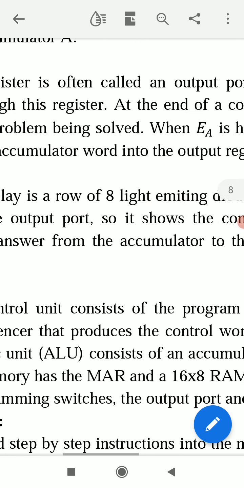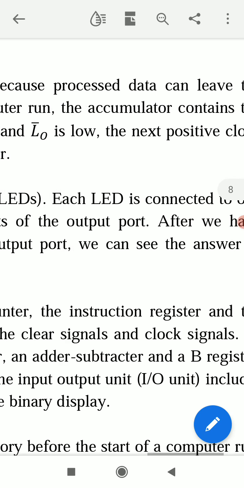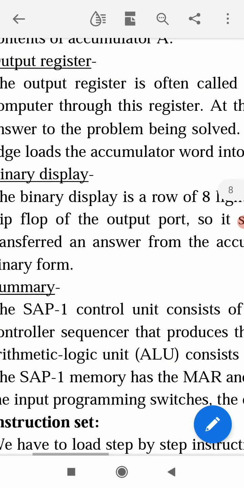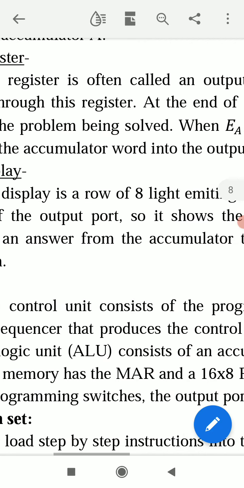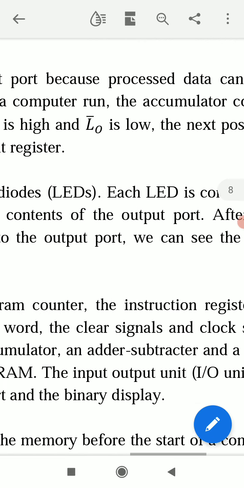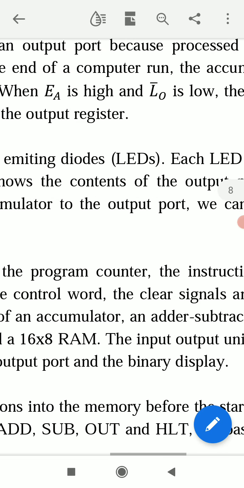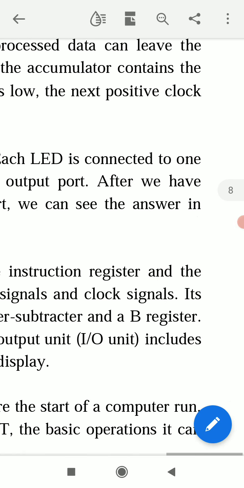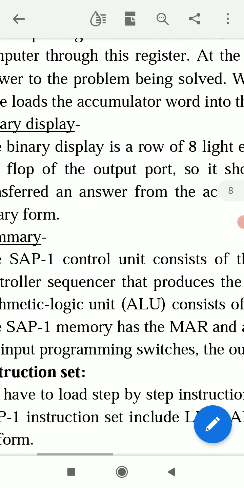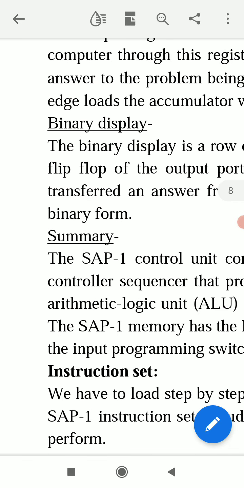The output register is often called an output port because processed data can leave the computer through this register. At the end of a computer run, the accumulator contains the answer to the problem being solved. When EA is high and LO bar is low, the next positive clock edge loads the accumulator word into the output register. Then we have the last part of SAP-1, it is the binary display.